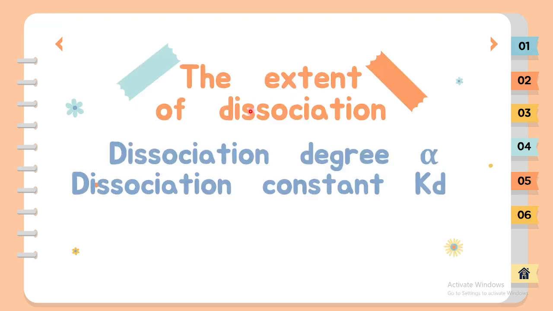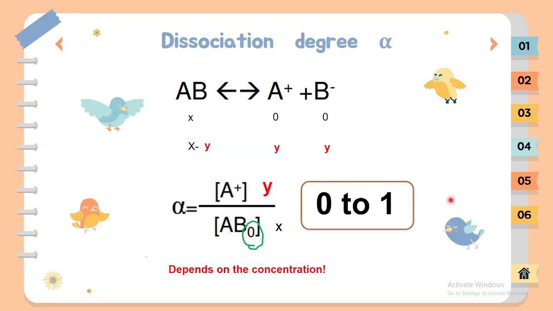So, the extent of dissociation. Actually, we have two different phenomena. Dissociation degree, which we show with alpha, and dissociation constant, KD. These are important for those compounds that dissociate, basically electrolytes.